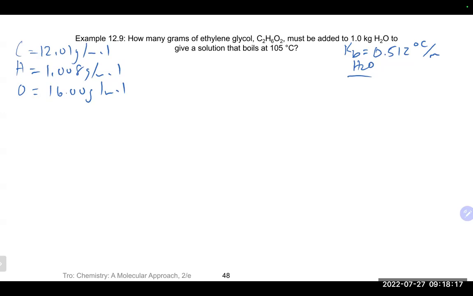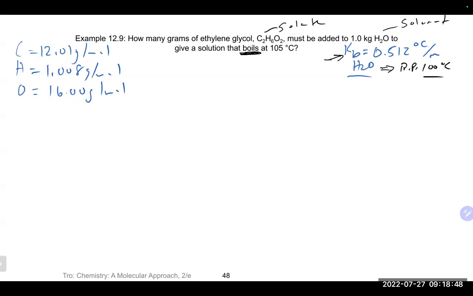Okay, let's take a look here. So how many grams of ethylene glycol must be added to water. So again, this would be our solute. That would be our solvent. So once again, here we would go to the table and look up, since we are dealing with boiling, the KB value, not obviously the KF value. And again, it would be for water. We also know that water normally boils right at 100 degrees Celsius, which is important as well.